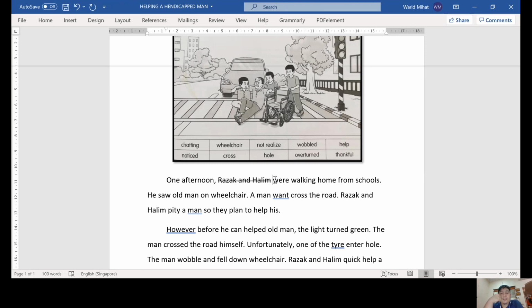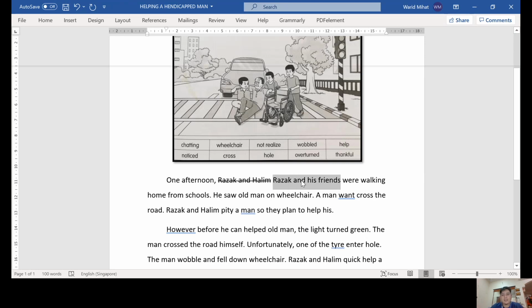So we have to be very careful with this one because we do not want to contradict the picture. We do not want to go against the picture. Because the picture shows that there are 3 kids there. So by hook or by crook, you need to also report a similar amount there. So what's going to happen here is that it's going to be Raza and his friends, okay? So we automatically give a name to one of the characters. So basically Raza and his friends. So I'm going to highlight this. Okay, one afternoon, Raza and his friends were walking home from school.